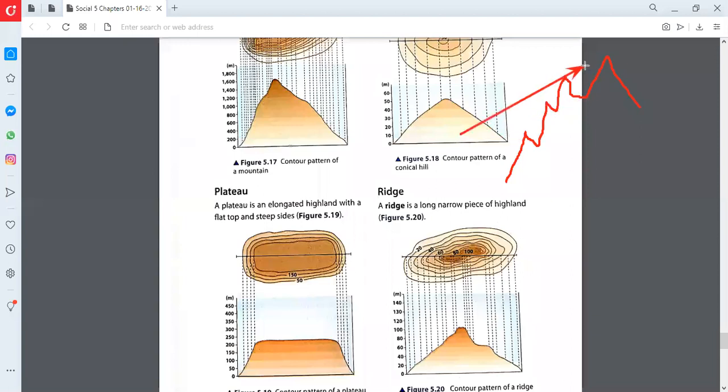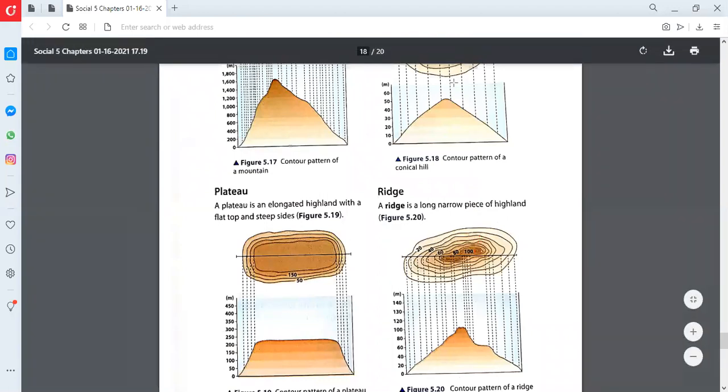In this, it's a narrow one, there is no pattern. So it's a highland, but it's a narrow one. This is called the ridge. So the ridge is shown in this form on the map. They are showing that this is a ridge. It doesn't have any pattern because it's a narrow one.